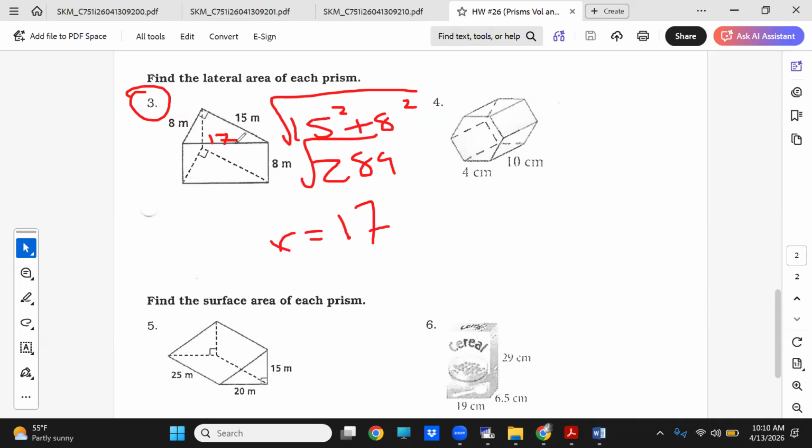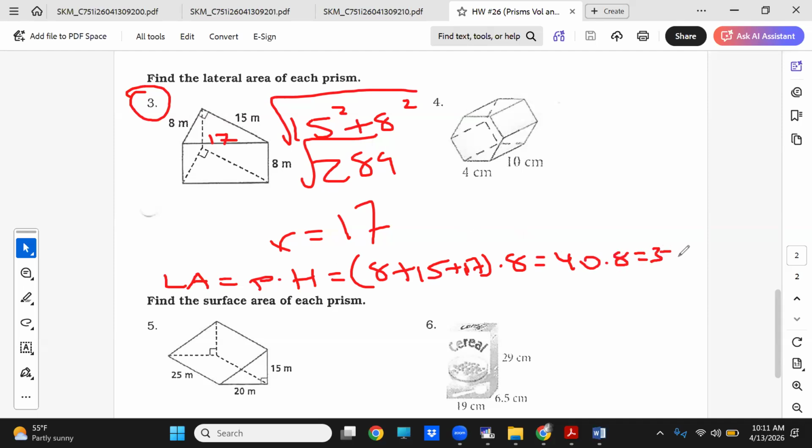Okay, now they're asking for the lateral area. So that means you don't do the top and bottom, you just do the sides. Remember, we talked about there's a formula for that. For lateral area, that's the perimeter times the height, right? The perimeter of the base is 8, 15, and 17, so you add those up. And the height, of course, is told to you. It's 8 over here. So what's that going to be?